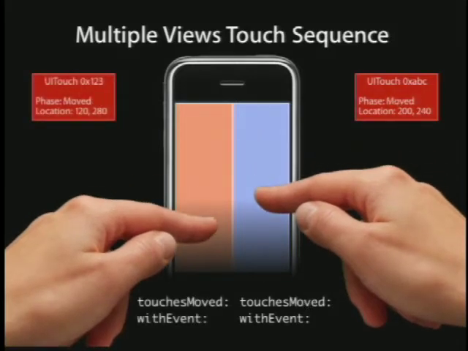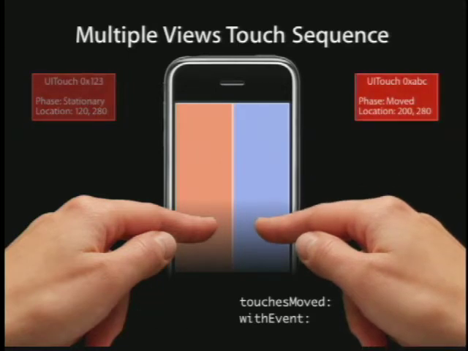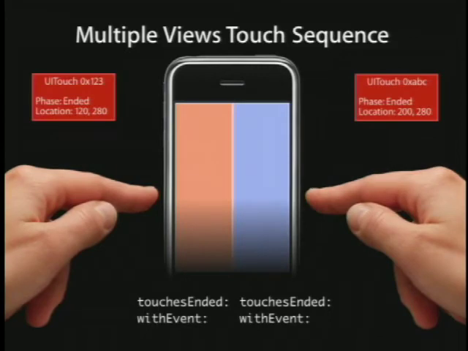If both move at the same time, each view will receive a separate touches moved with event message, and the set of touches will only contain the touch that's associated with that view. In fact, if you were to ask the event for the touches associated with that view, you'd just find the one associated with either view. If you were to ask it for the touches for that window, you'd find out about both, and you could even find out that the other touch was in another view, though it's pretty rare to look at that information. Again, when this one moves, that one view receives a touches moved. And when they lift, both views will receive a separate touches ended with event message.